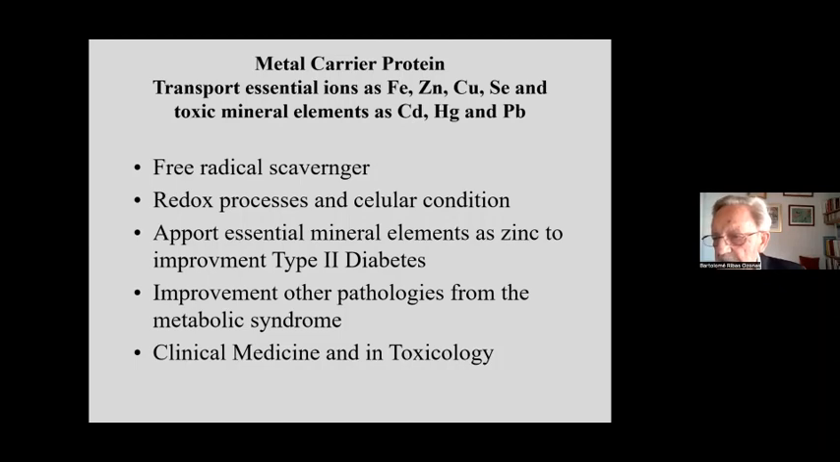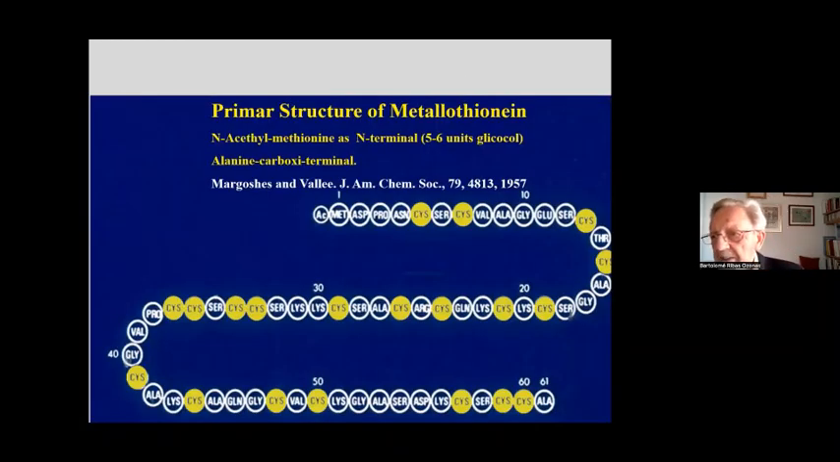In the next figure, we see the molecular structure of metallothionein, established by Margoshes and Vallée, Journal of the American Chemical Society, 1957, with a great reduction power by its high number of cysteine amino acids.